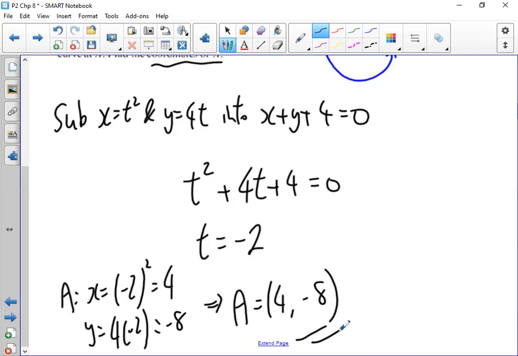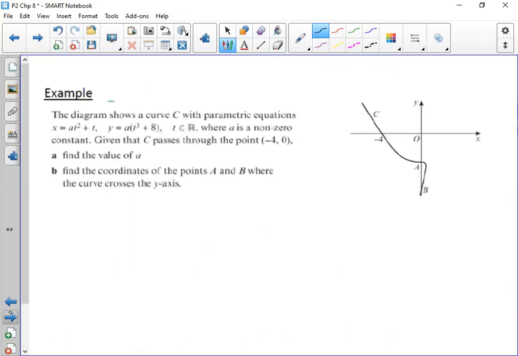You do, right? Next one, example. The diagram shows a curve C with parametric equations x equals at squared plus t, and y equals at cubed plus 8, where a is a non-zero constant. Given that C passes through the point -4, 0, find the value of a.